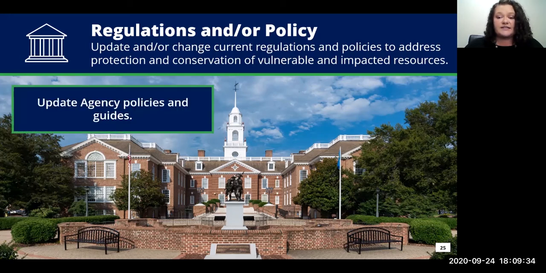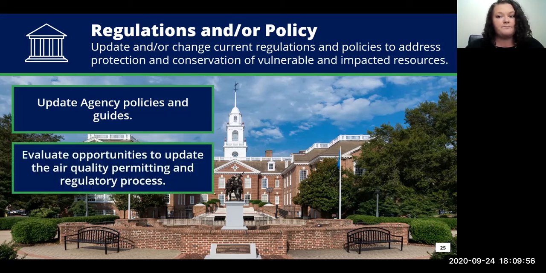The first action is to update current agency policy and guidelines to incorporate the impacts of sea level rise. An example would be updating the risk management plan requirements of chemical waste generators to include how the entity will react and prepare for sea level rise at their site. This could help reduce the possibility of the accidental release of contaminants into our waterways and soil.